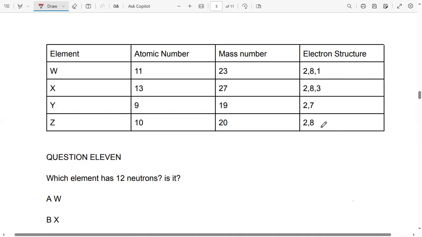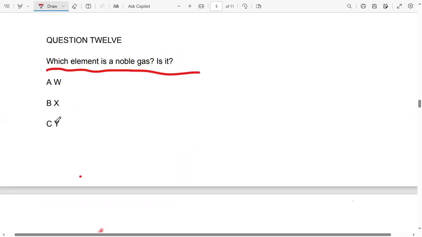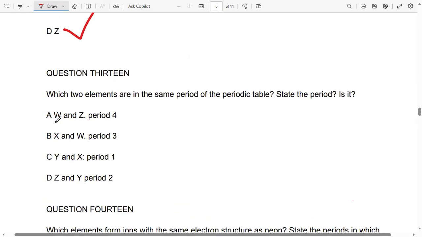These ones here have 2 electron shells, it means they are in period 2. So we have concluded that W and X are in period 3, and they have the same number of electron shells, so they're in the same period. Even Y and Z are also in the same period, because they have the same number of electron shells. So now, which of these answers is aligned to what we've just discussed?